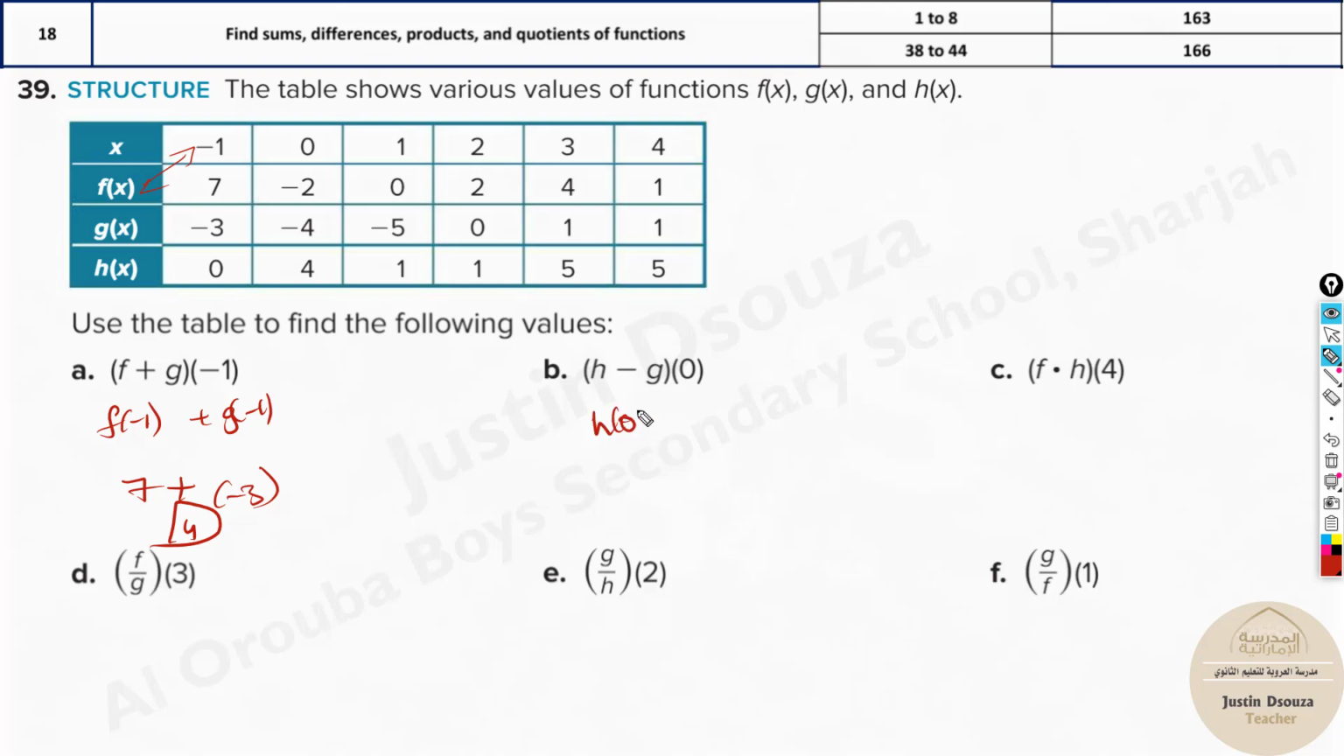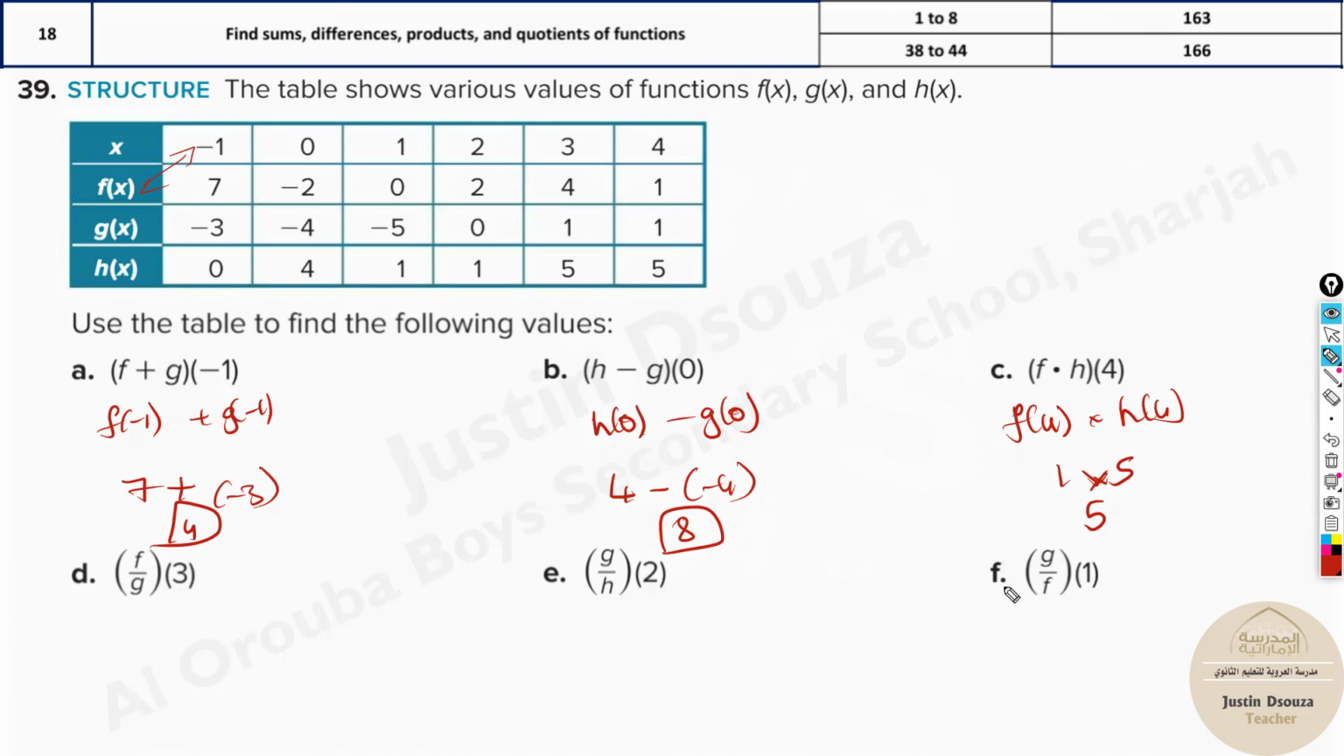Here you have h of 0 minus g of 0. So what is h of 0? It's 4 minus of -4. So minus and minus will be plus. It will be 8 as the answer. Now we have multiplication over here. F of 4 times h of 4. F of 4 is 1 times h of 4 is 5. The answer will be 5.